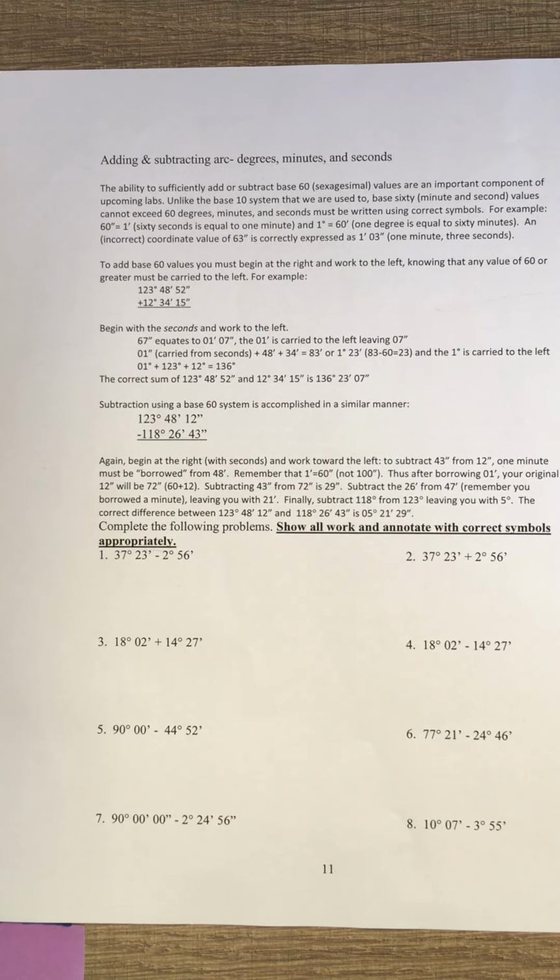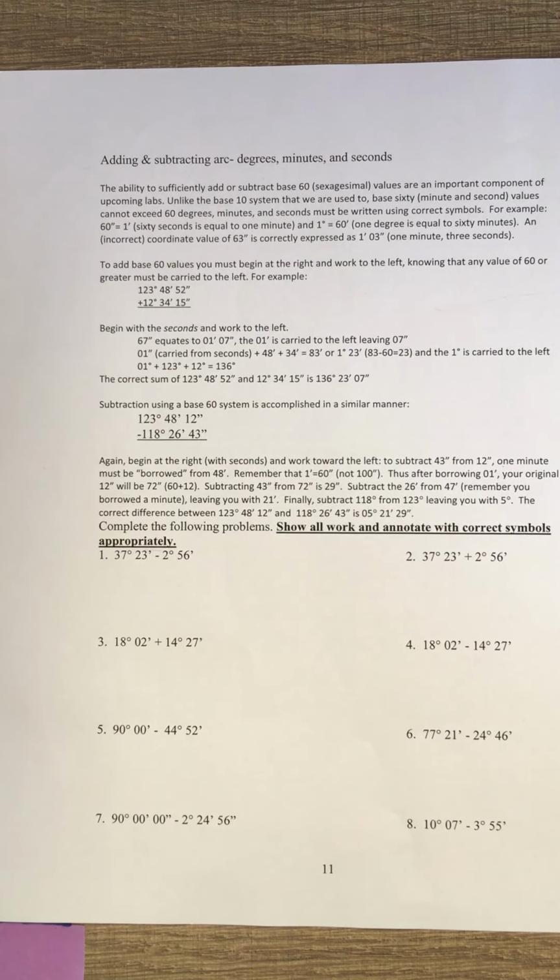27 minutes. And then for degrees, 37 minus 2, sure, that would work. But actually now this becomes 36 because we borrowed one of these over here. So that's now 36 minus 2, and we know 36 minus 2 is 34. So we end up with the answer here being 34 degrees, 27 minutes.